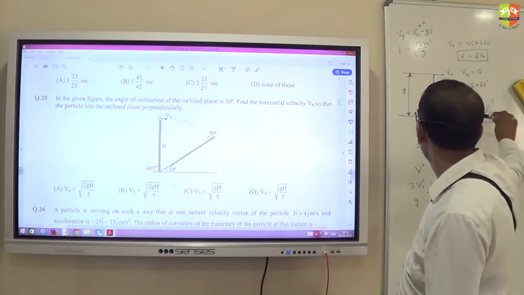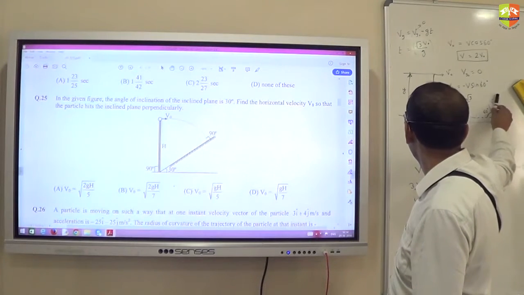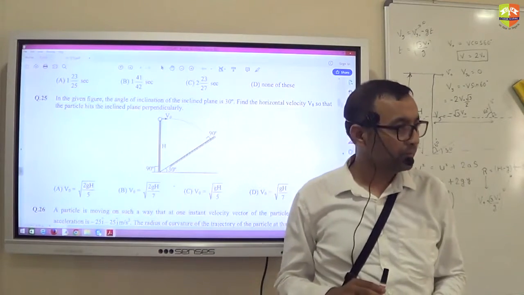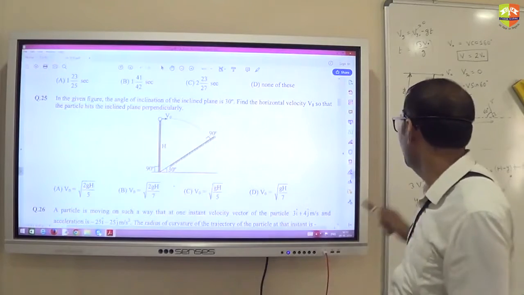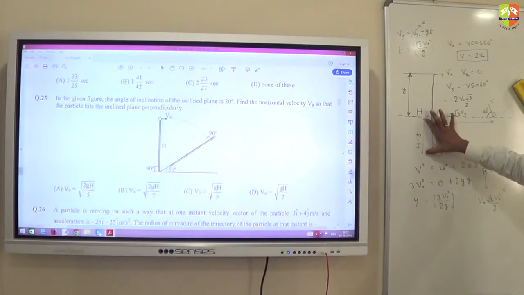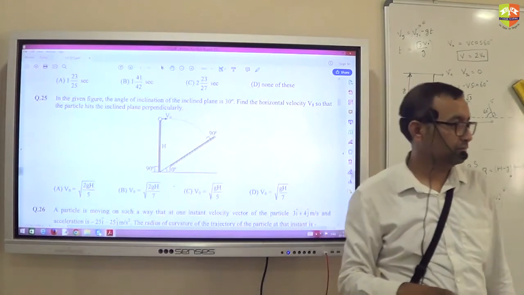since the angle with the horizontal is 60 degrees, you can find out the horizontal and vertical components. That is the third thing you need to understand. And one more thing: you can use trigonometry to find the relation between this length and that length. After that it is just mathematics, nothing else.